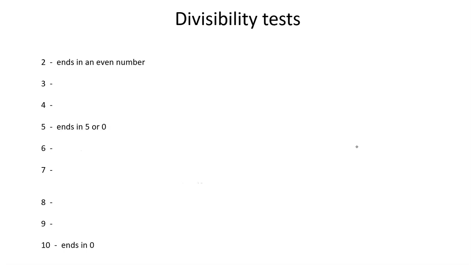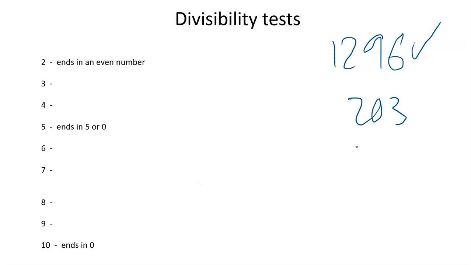Okay, next easiest is probably the 2s. Does it end in an even number? If it does, then it divides by 2. So 1296, yes, 6 is an even number. 203, no, 3 is not an even number.